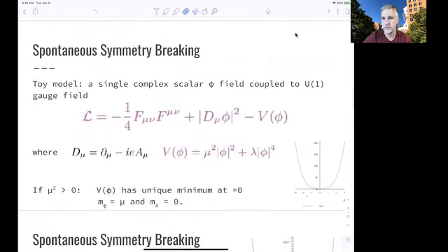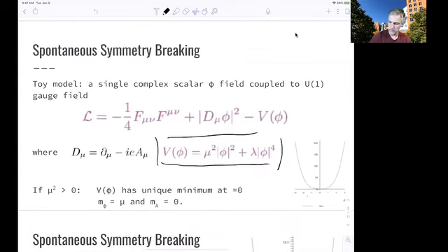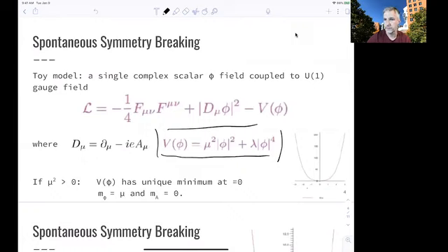Let's look at spontaneous symmetry breaking in a toy model first. So what we want to do here is just add a complex scalar field and a corresponding potential for this field. The potential is shown here. And this general potential can have multiple forms. So the first form would just be this parabola here. It's a solution where this term mu square is greater than 0. In this case, there is a unique minimum. The minimum is here at 0. And because of that, the mass of this field would be equal to 0, and the mass of our gauge field would also be equal to 0.